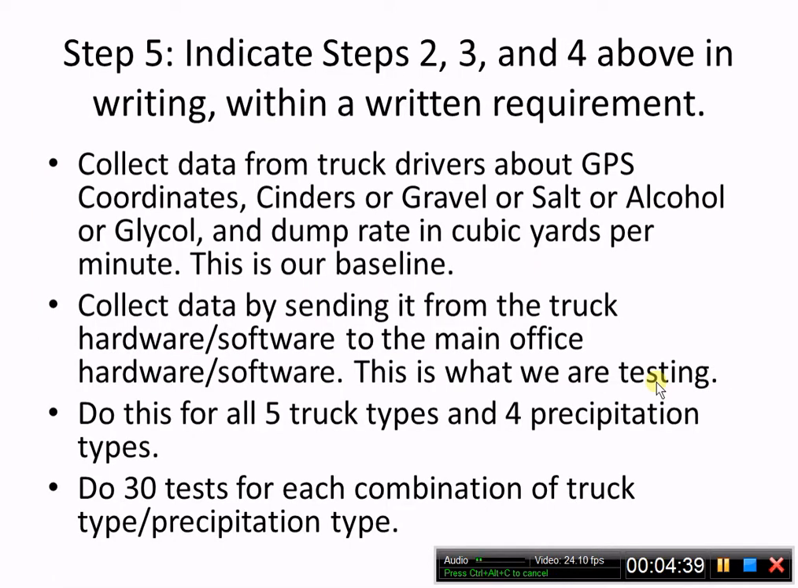Step 5. Indicate steps 2, 3, and 4 above in writing within a written requirement. So we would want to make sure that we indicate this within a written requirement. One thing is collect data from truck drivers about GPS coordinates, cinders or gravel or salt or alcohol or glycol, and the dump rate in terms of cubic yards per minute. This will be our baseline. Then collect data by sending it from the truck hardware and software to the main office hardware and software. This is what we will test. Do this for all 5 truck types and 4 precipitation types and the intersections of those. Do 30 tests for each one of those combinations.